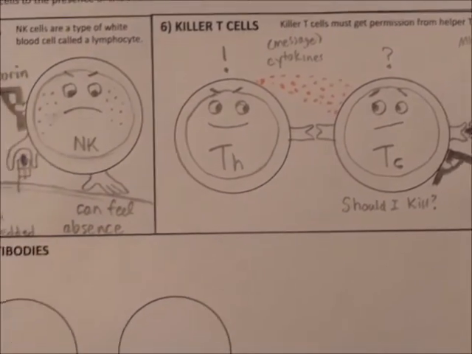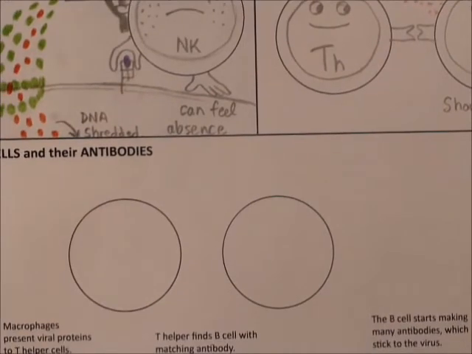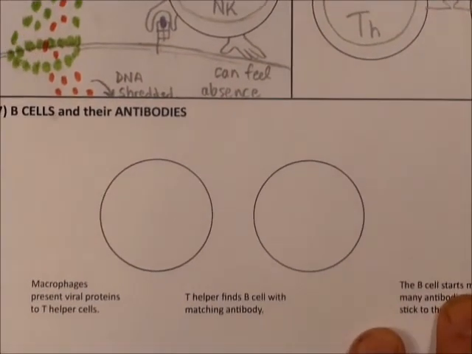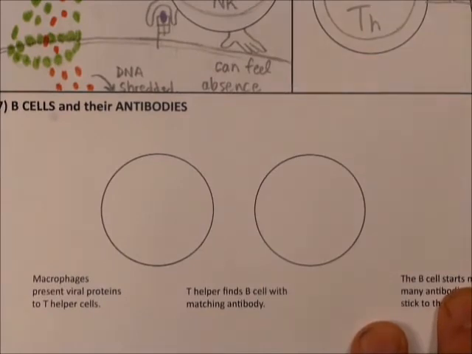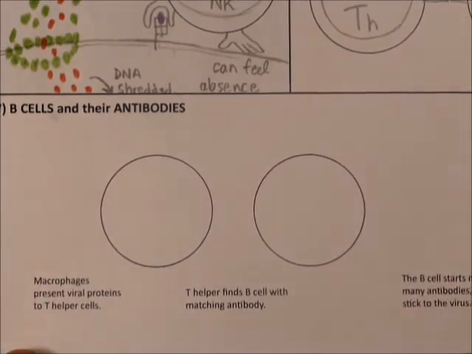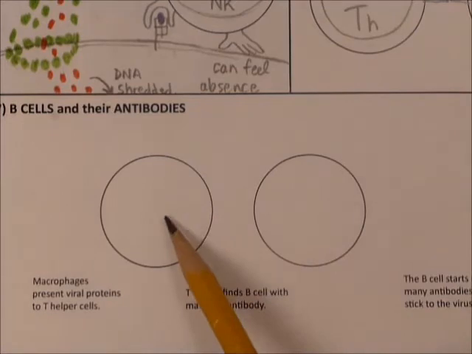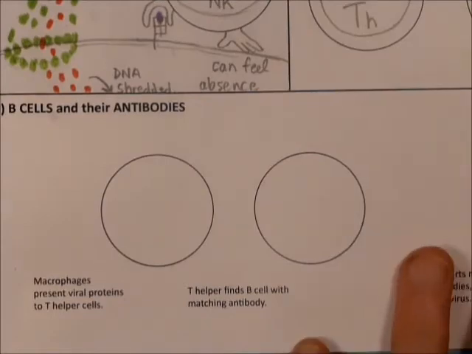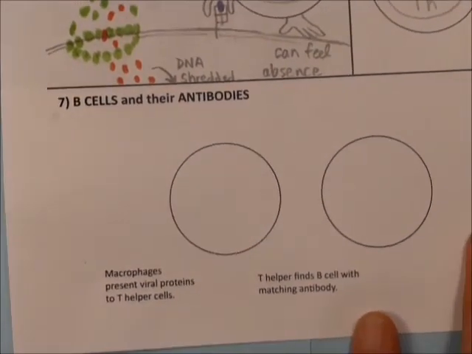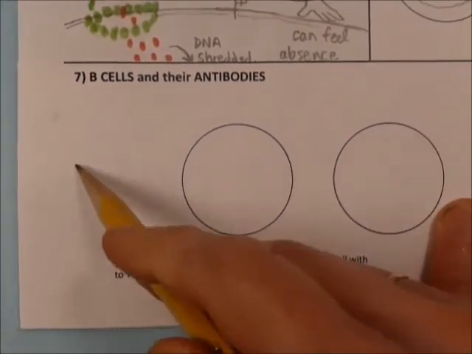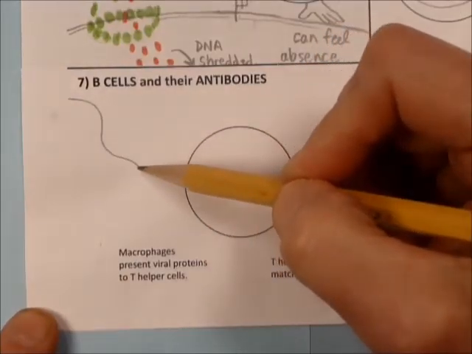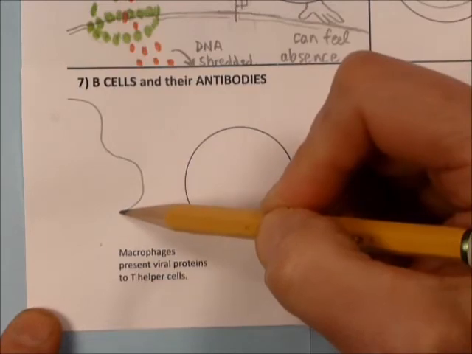So now we meet the last type of lymphocyte, the B cell. There's three: there's NK, there's T, and there's B. They all look very similar, so this is going to be a helper T, and this is going to be our B cell. And we're going to have a macrophage over here. It's kind of coming in over here, and one of his blobby arms is going to be sticking out like that.